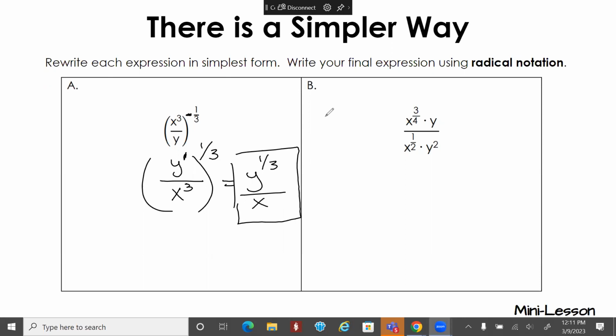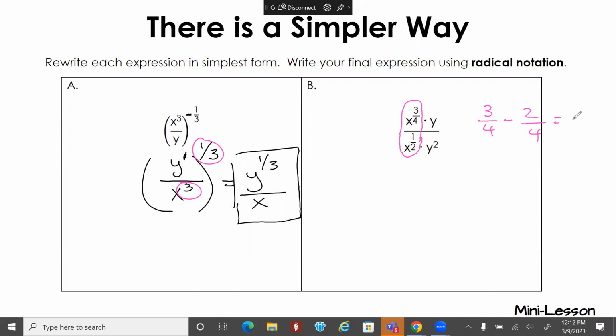Okay, this one's a little bit more complicated. We're dealing with 2 different variables and we got a lot going on. So the first thing you want to do is focus on your first variable. We got these x's. We want to subtract them because they're across from the line of division. So multiply this by 2. That's going to give us 2/4, right? So that's going to be 3/4 minus 2/4.